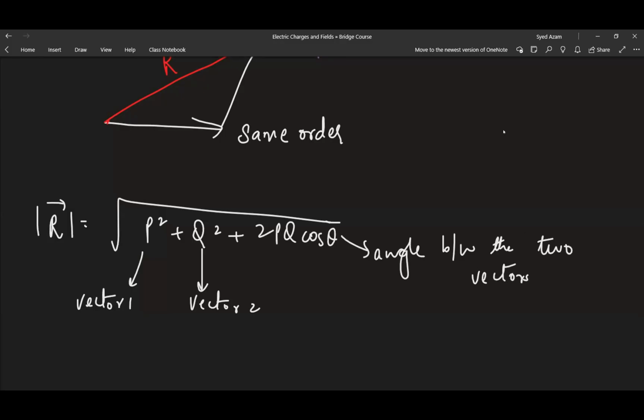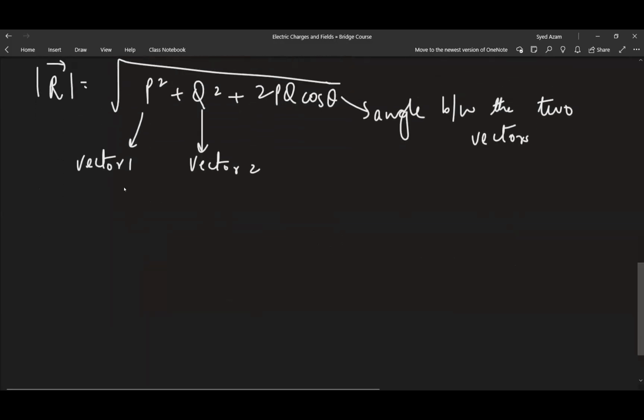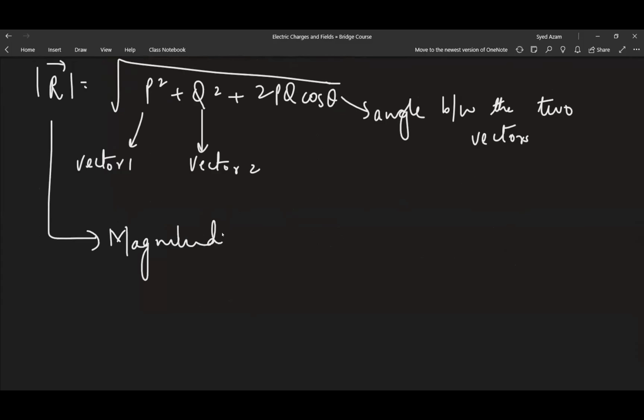Now, your vectors are always incomplete without a direction. So we need a direction also. So this is basically the magnitude of the resultant.